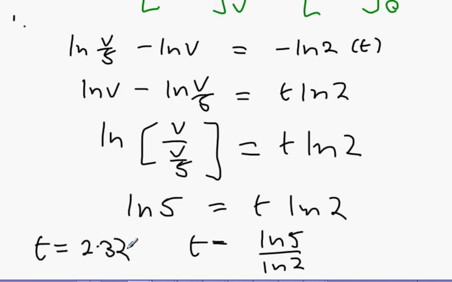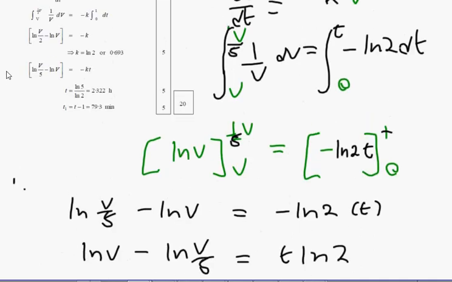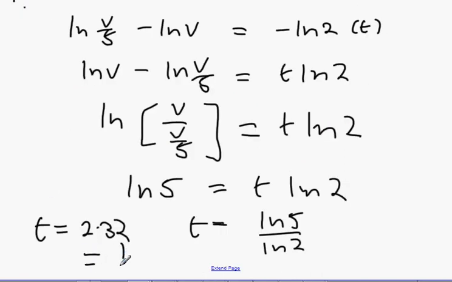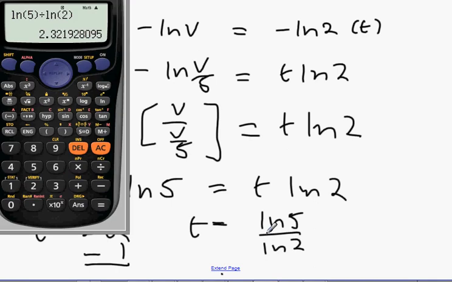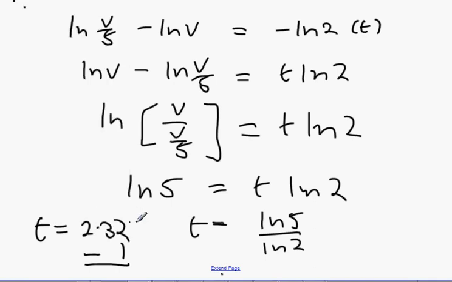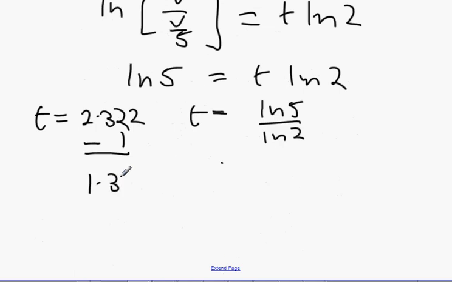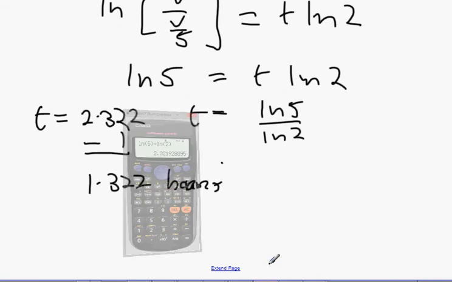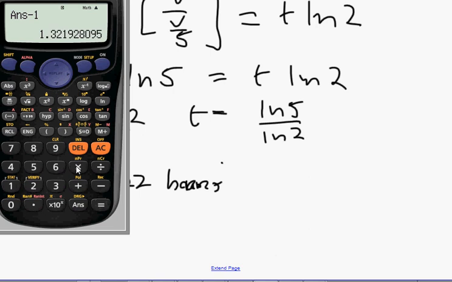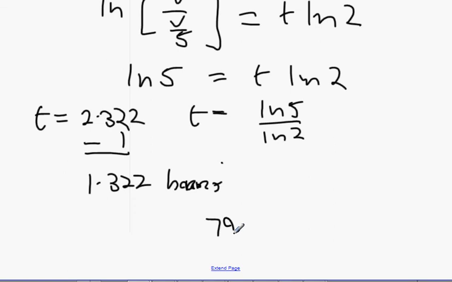Now that means it takes 2.32 hours in total. That's not what we're asked. We're asked about how many additional minutes it was. So we've got to take away 1, and it's going to be 1.32 hours. Now we're asked to convert that from hours into minutes, so multiply with 60. 79.32 minutes. So 79.32 minutes. Okay.